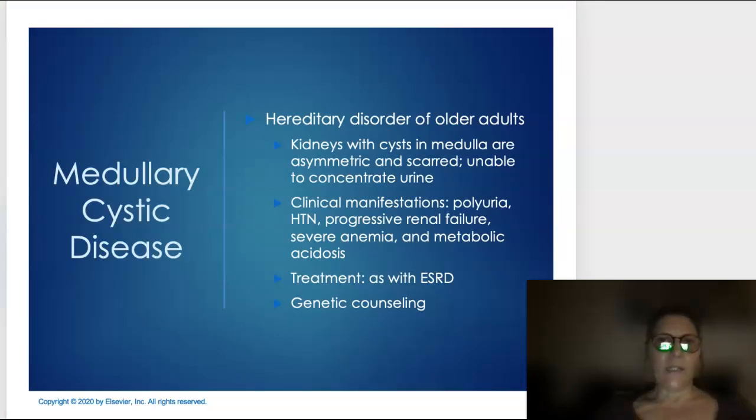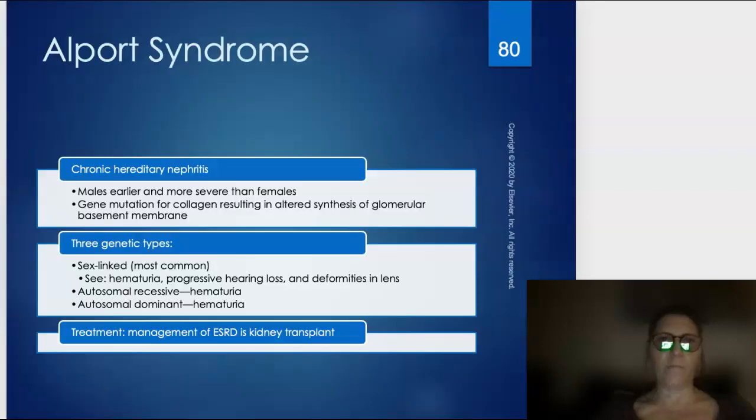Medullary cystic disease is a hereditary disorder of older adults. Kidneys with cysts in the medulla are asymmetric and scarred, and they can't concentrate urine. So they'll have polyuria, hypertension, progressive renal failure, severe anemia, and metabolic acidosis. The treatment is the same as end-stage renal disease, and we need genetic counseling.